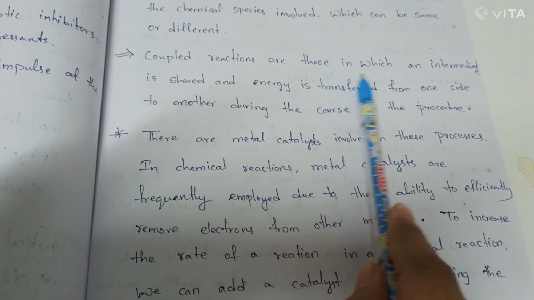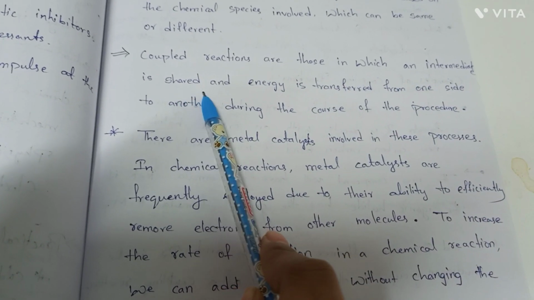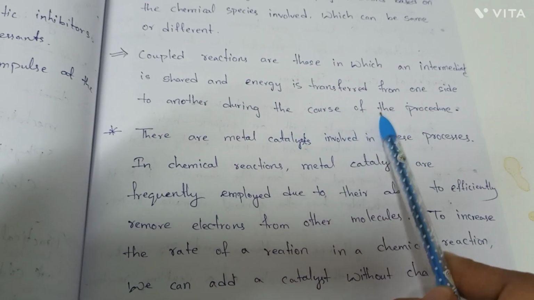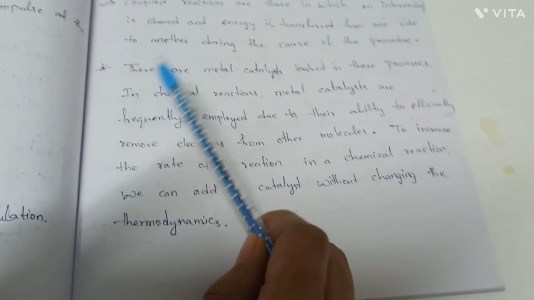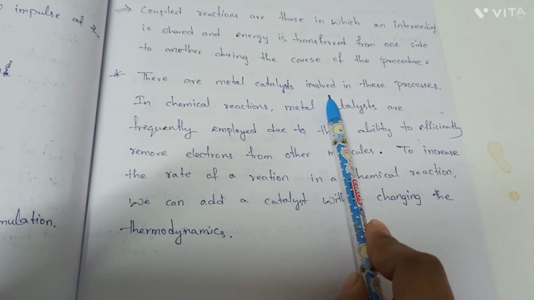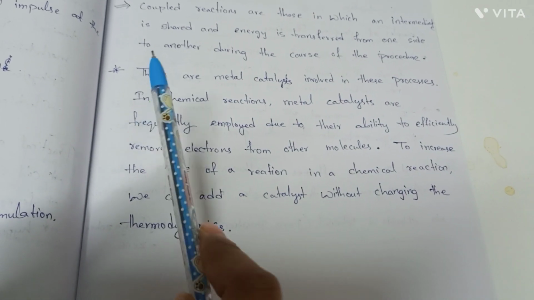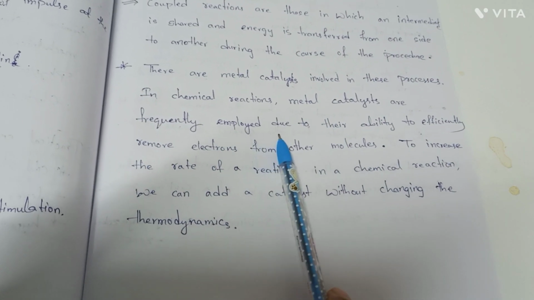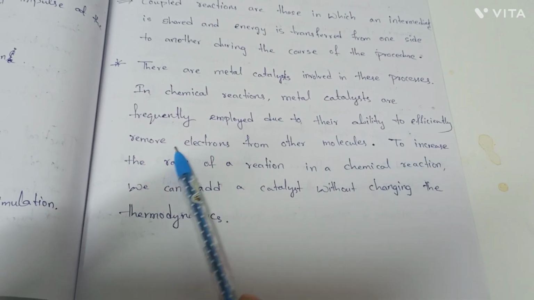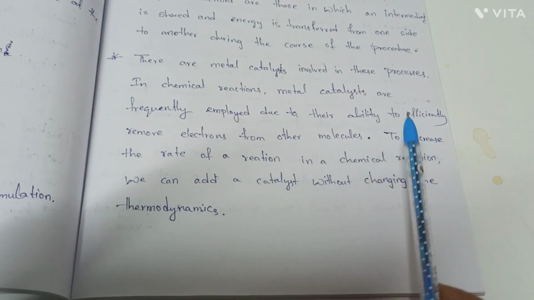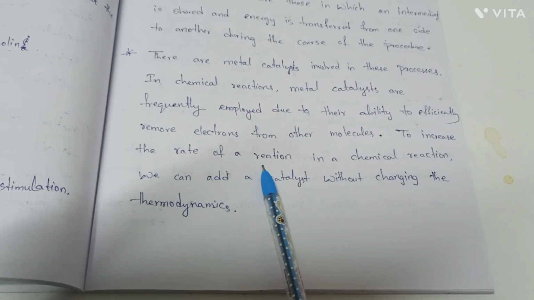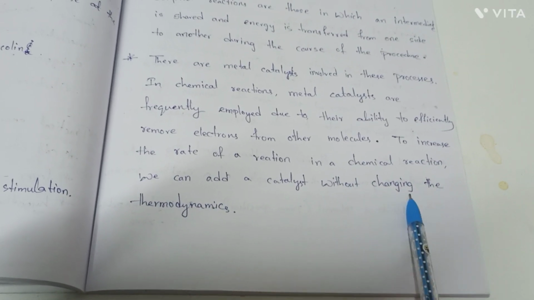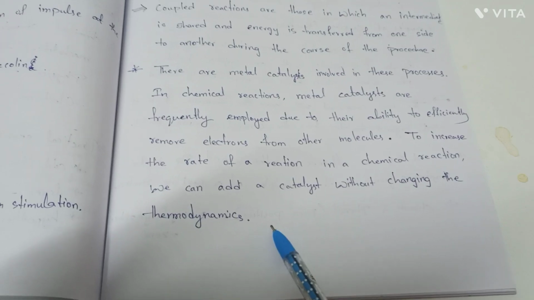Coupled reactions are those in which an intermediate is shared and energy is transferred from one side to another during the course of the procedure. There are metal catalysts involved in these processes. In chemical reactions, metal catalysts are frequently employed due to their ability to efficiently remove electrons from the molecules. To increase the rate of a reaction, we can add a catalyst without changing the thermodynamics.